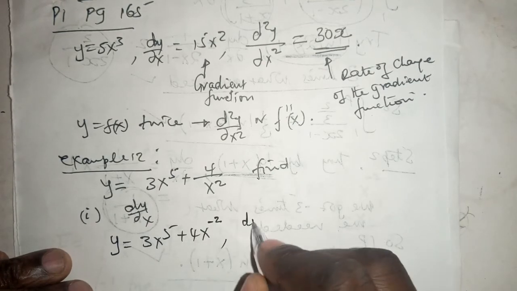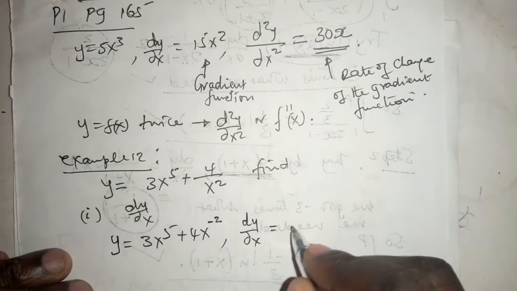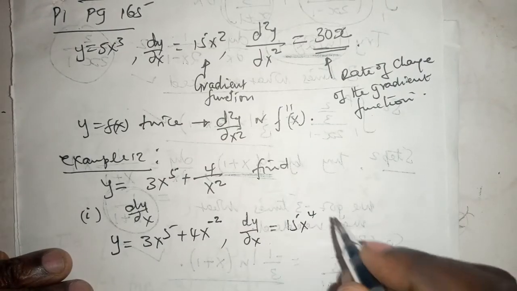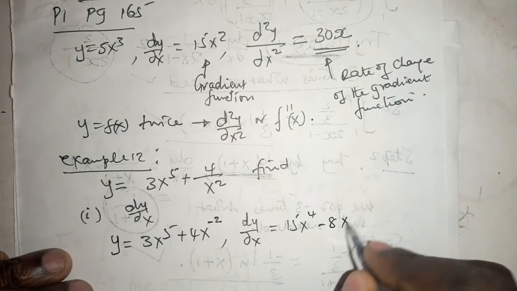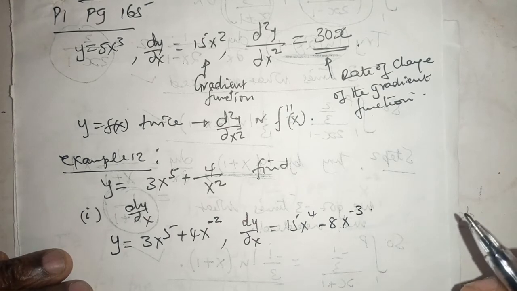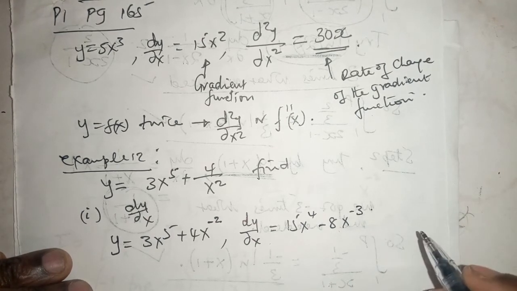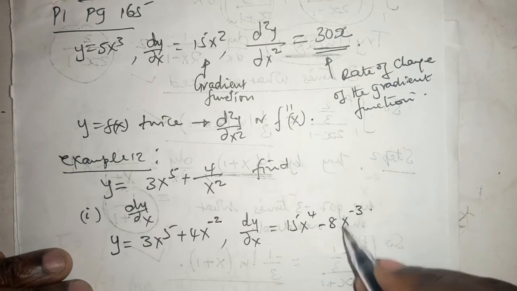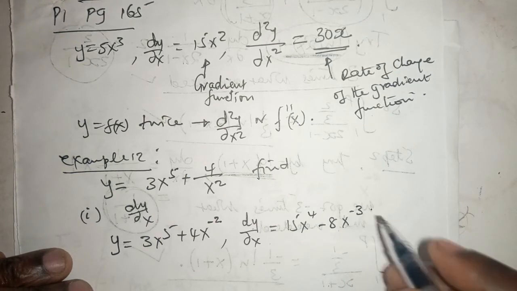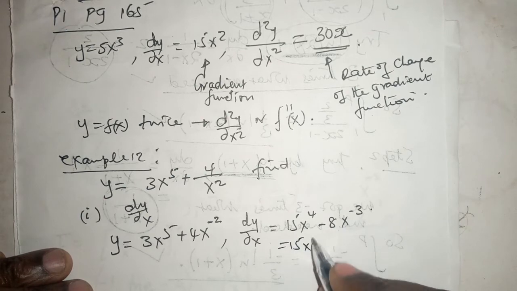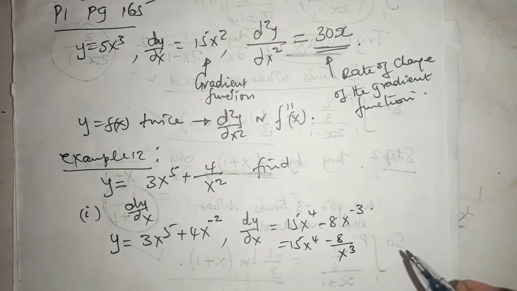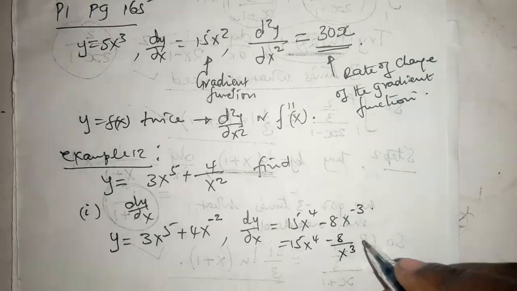And therefore, dy/dx becomes 15x^4 minus 8x^-3. You may want to rewrite this, returning it to where it was originally, and you'll have 15x^4 minus 8 over x to the power 3. Either way, you are home.